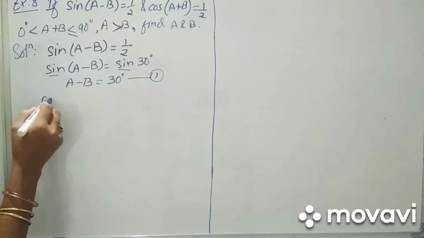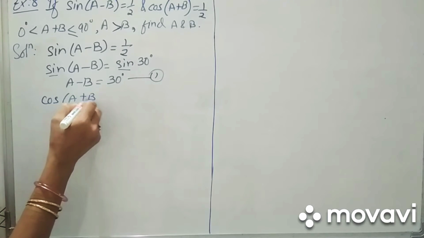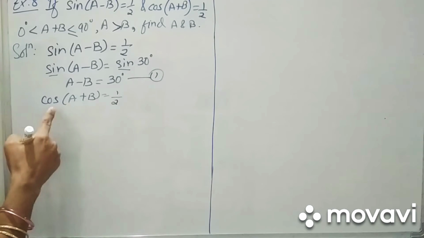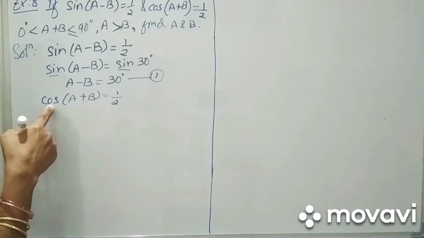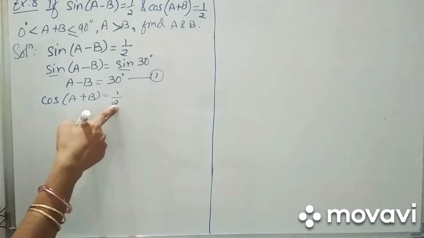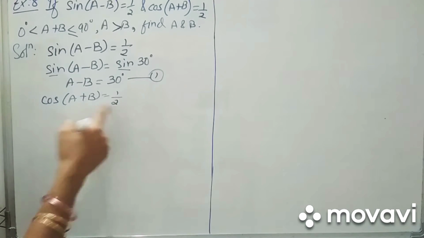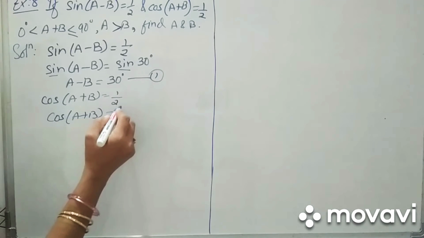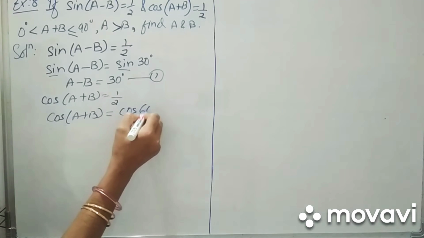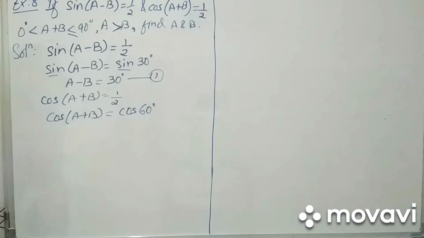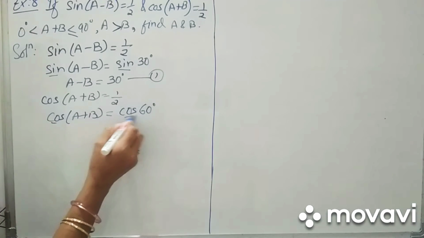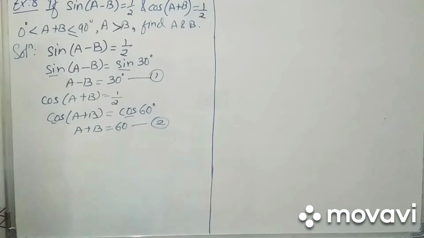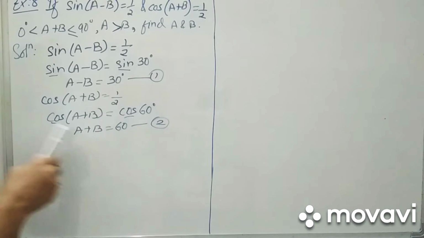Same way, cos(a plus b) is given to us as half. Now here we will talk about cos. Which value of cos is equal to half, at which degree? So cos(a plus b) is equal to cos 60 degree. So cos is eliminated. What is remaining? A plus b is equal to 60, second equation. Now you got two equations.